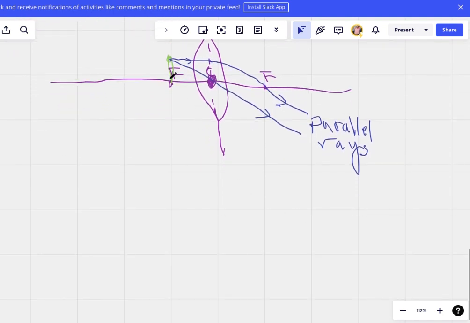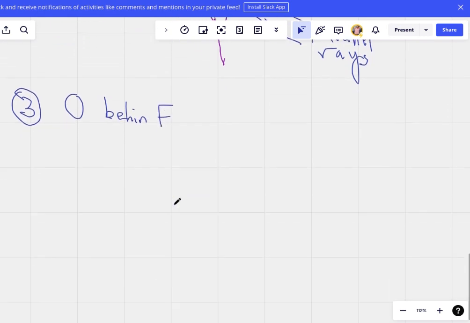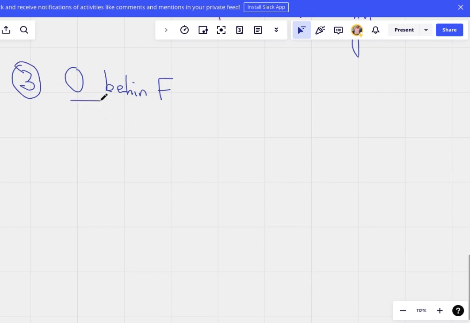Okay, now let's go to condition 3. In condition 3, we're going to put the object behind the principal focus. Number 3, I want to look at a condition where we put the object, remember I'm using O for object, O behind the F, meaning behind the principal focus. If I put O behind the principal focus, what kind of image will I form?